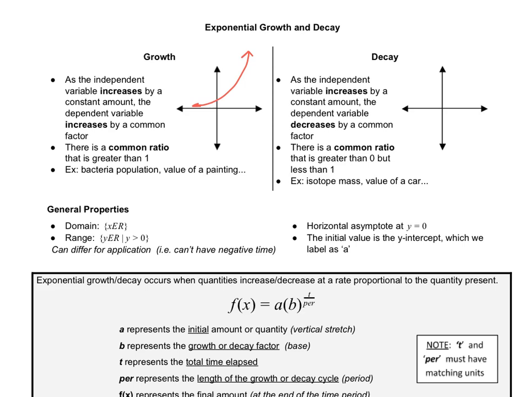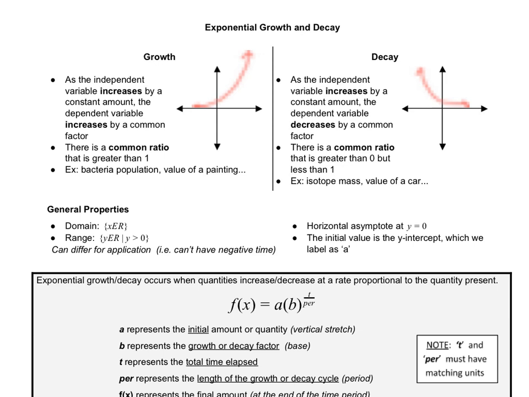An application example of this would be something like a bacteria population or the value of a painting. For decay, your dependent variable would decrease by a common factor, so something like this. And the common ratio would be between 0 and 1. So an example of this would be an isotope mass or the value of a car.